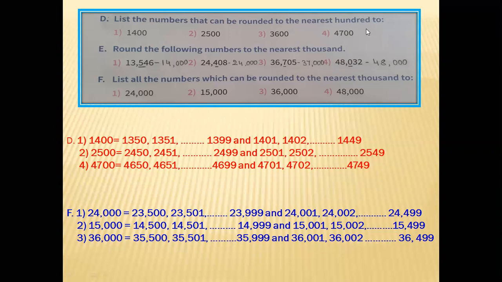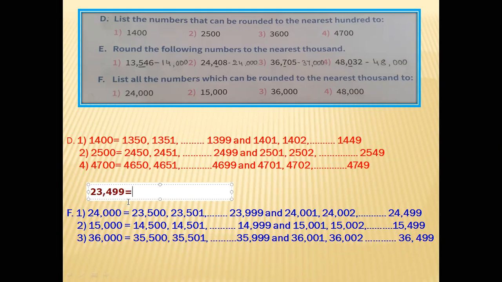So that number changes to, from which number? From 23,500 to 23,499. If it is there, that is equal to which number? See, nearest to 1,000 means you have to see the 100s place, right? In the 100s place 4 is there, so it is equal to 23,000, because it is less than 5, right? So from 23,500, see here, in the 100s place 5 is there, so it changes to 24,000.